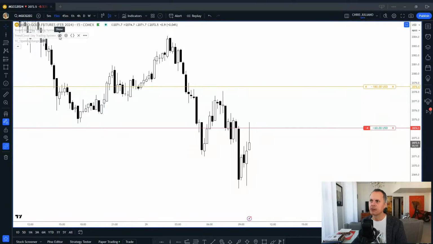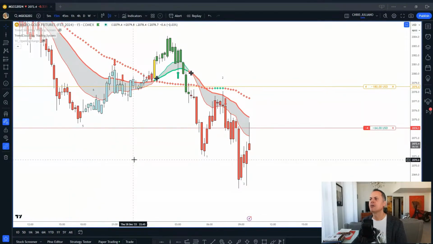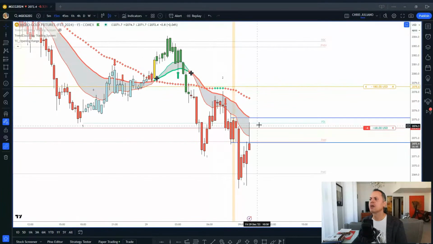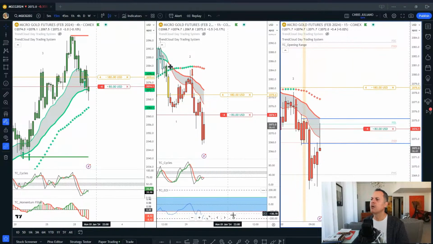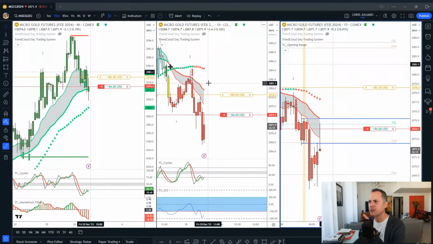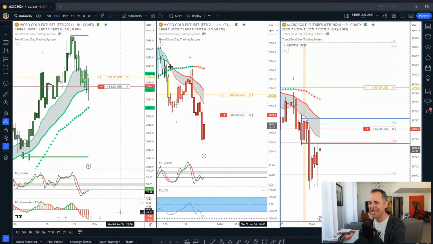Now you're going to add TrendCloud, and you're going to say, okay, we're in a downtrend, and now you add the opening range. Here's the opening range, and that's a strategy in itself. Now you've got multiple time frames. We're also in a downtrend on the middle time frame, and momentum is down on both the middle and the high time frame. You're stacking information on top of itself.